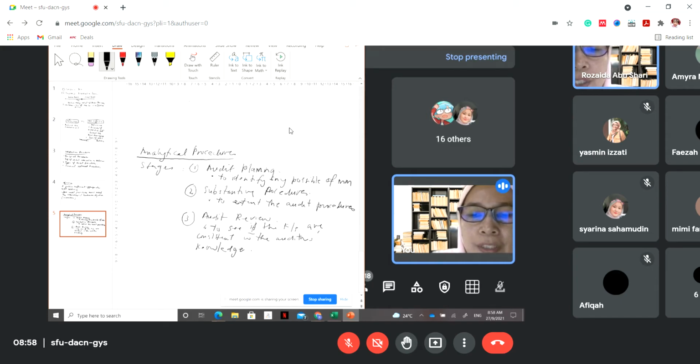So your knowledge at the beginning and the end should be the same. The knowledge of the business. When you do your audit planning, you perform the analytical procedures. When you perform the analytical procedure during audit planning, you must be able to identify any possible risk of material misstatement. Then you perform the substantive procedures to extend the audit procedures, and during the audit review, you want to see whether the financial statements are consistent with the auditor's knowledge of the business.